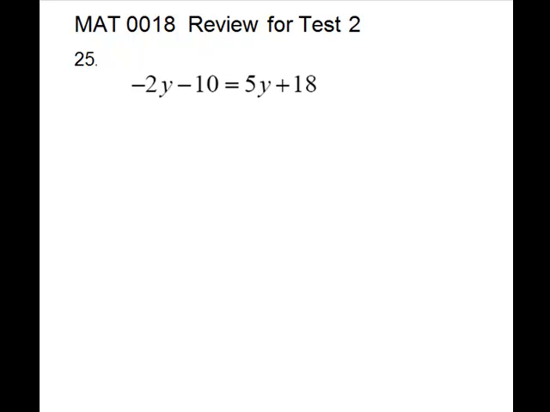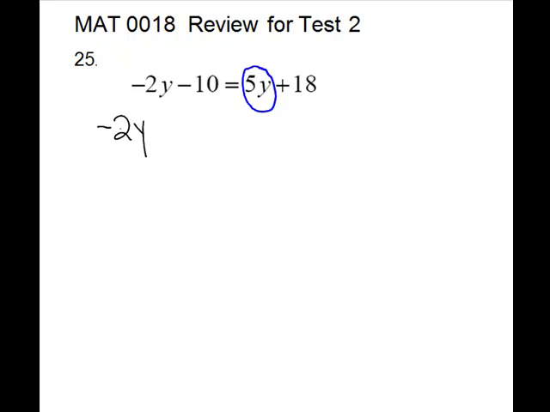Problem 25. We have another equation that has a variable on both sides. We need to get rid of one of those first. Either get rid of the minus 2y or get rid of the 5y. We'll go ahead and get rid of the 5y. That will keep our variable on the left. So it's a positive 5y. That means we need to subtract it.